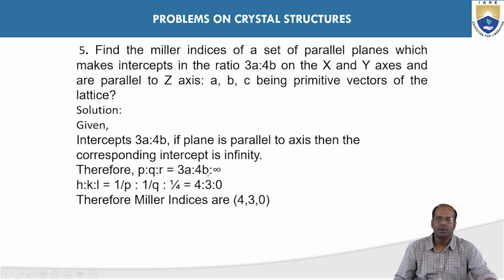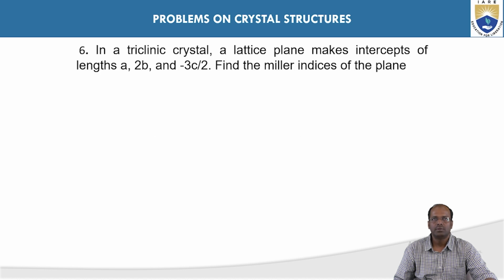That's all. So we are taking the reciprocal for P, Q and R, with the LCM. So 3, 4, infinity, LCM is 12. 12 by 3 is 4, 12 by 4 is 3, and 12 by infinity is 0. So we are getting the Miller indices as 430. That's all.